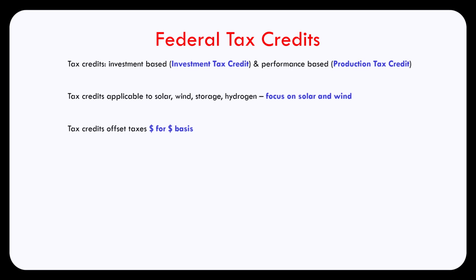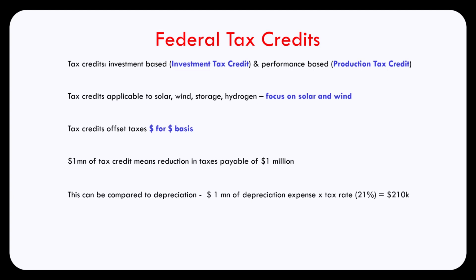As we know from our previous lessons on the tax credits, the tax credits offset taxes on a dollar-for-dollar basis, which basically means that 1 million of tax credits result in the reduction of tax payables of 1 million. If you compare tax credits, for example, to depreciation expense, then you will see that 1 million of depreciation expense does not have the same impact as 1 million of tax credit on tax payable. 1 million of depreciation expense reduces your taxable income by 1 million. And to calculate its impact on tax payables and how much savings we can have from this depreciation expense, we can simply take this 1 million depreciation expense and then multiply it by the tax rate of 21%. And we're going to get 210,000 of savings from the depreciation expense.